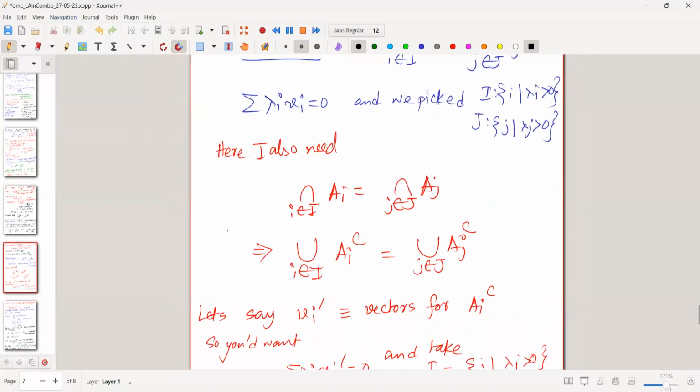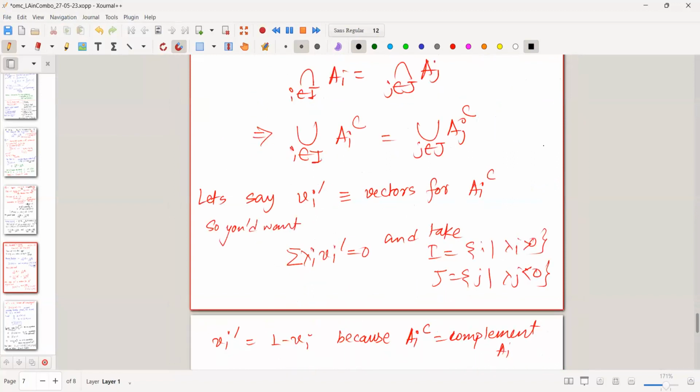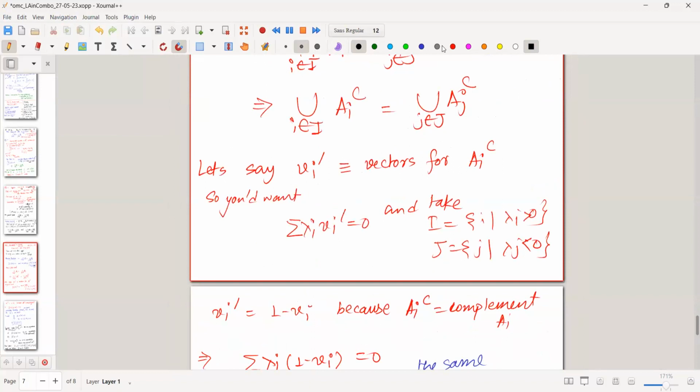So like in the previous problem, I would still like to have something like the sum of lambda i equals 0, and choose the I set to be lambda i greater than 0 and the j set to be lambda j less than 0. But on the flip side, I also need the intersections to be the same. So the intersections can be interpreted as the union of the complements, right? So now suppose your vi's are the vectors for the complements.